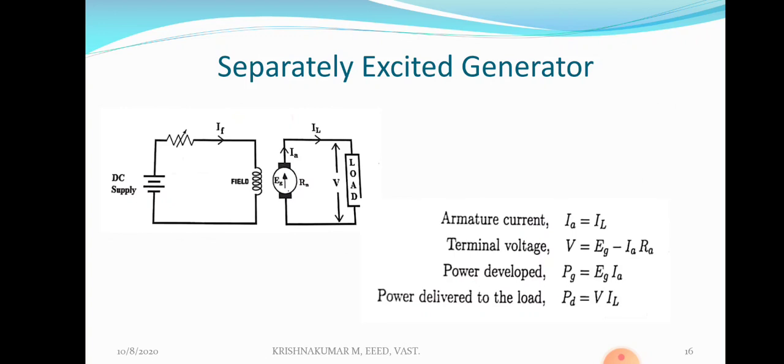Thus, by regulating the field rheostat, which is connected in series with the DC source, we can control the field current, we can control the flux, and hence we can control the generated voltage, denoted as E suffix G, generated EMF. EMF is generated in the armature winding, denoted as EG. A load is connected across the armature. The thickened parts are brushes.